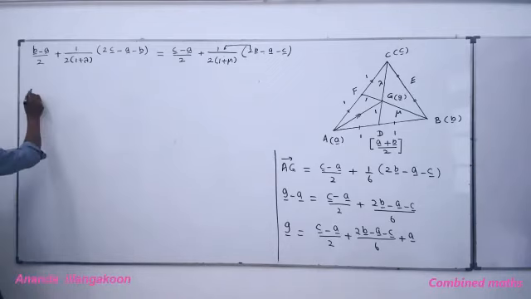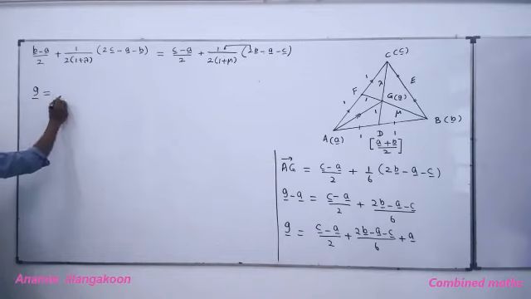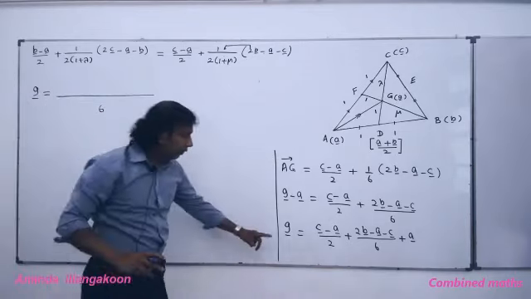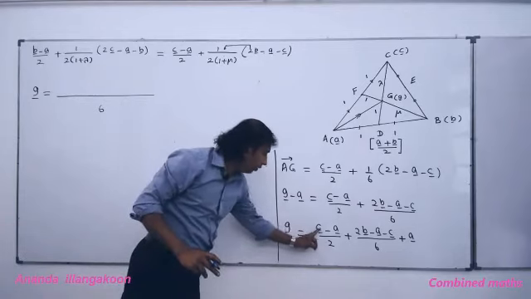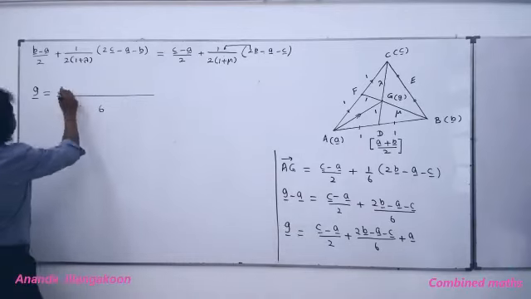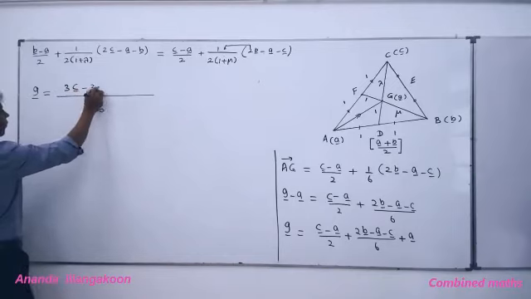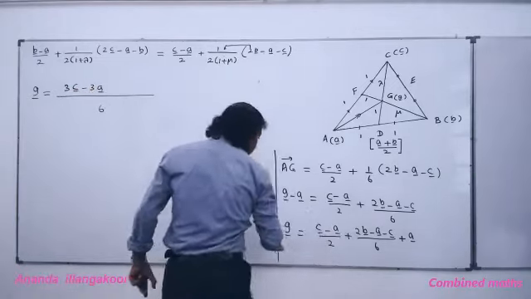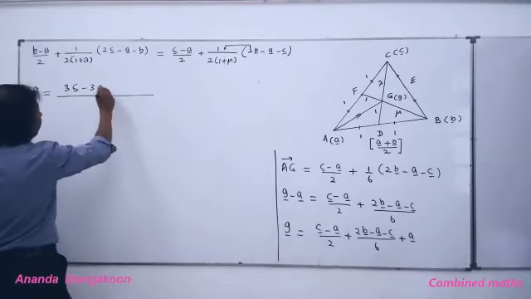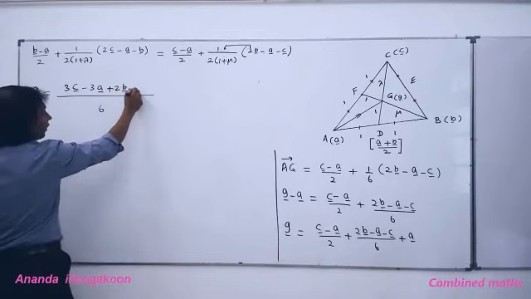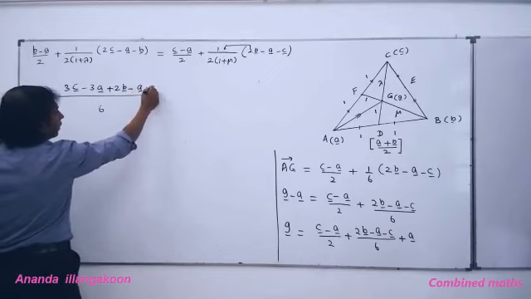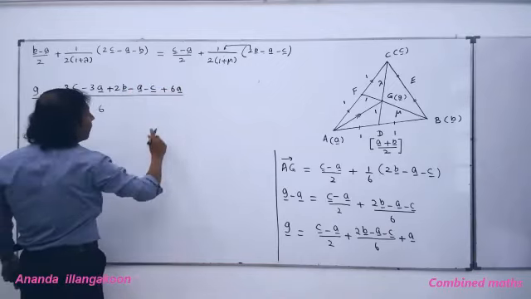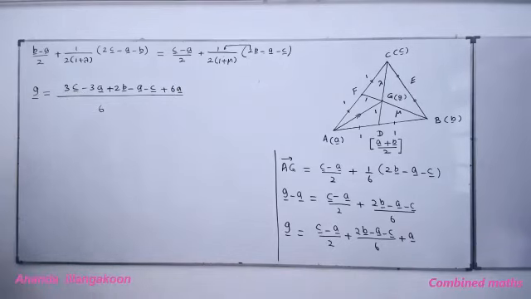Position vector of G, therefore, this multiplied by 3, no? 3C minus 3A. This one stays, 2b minus A minus C, plus 6A. Now simplify this, people.